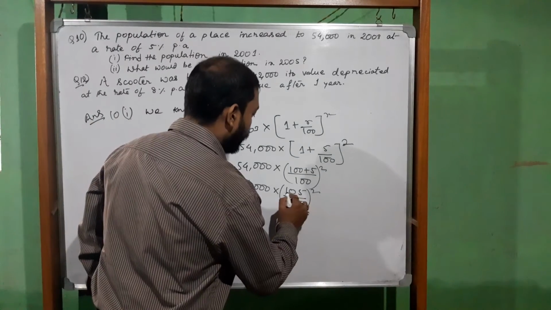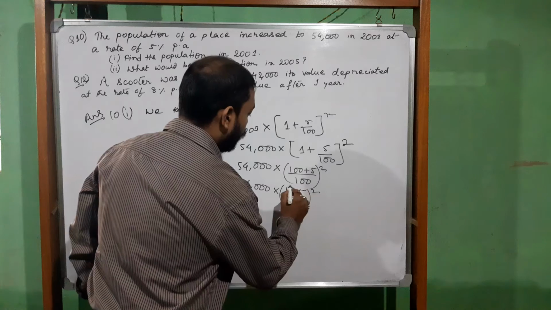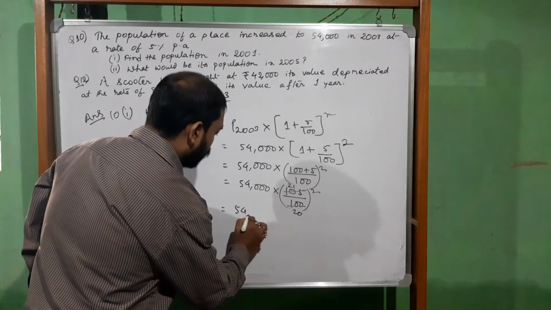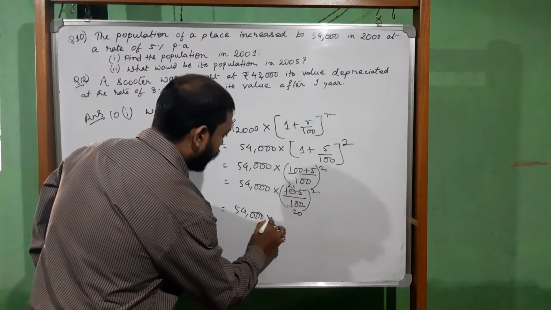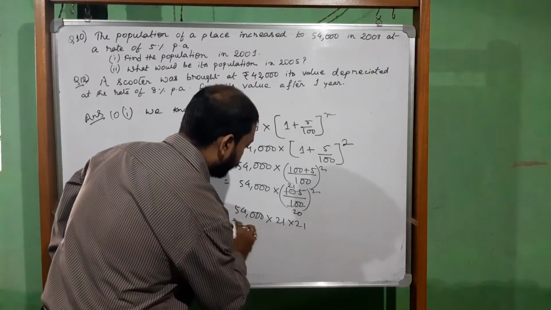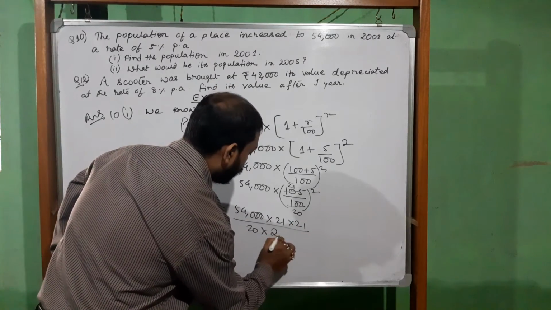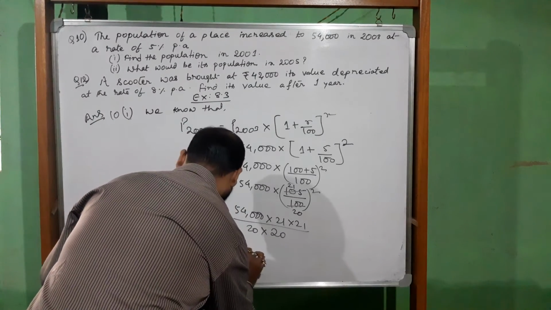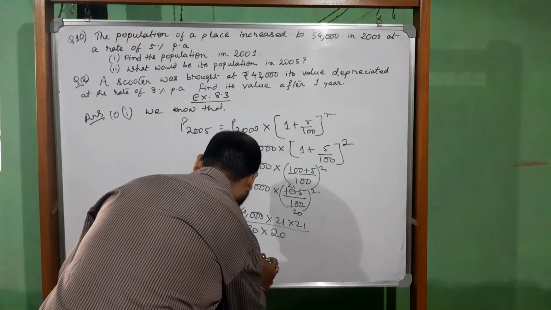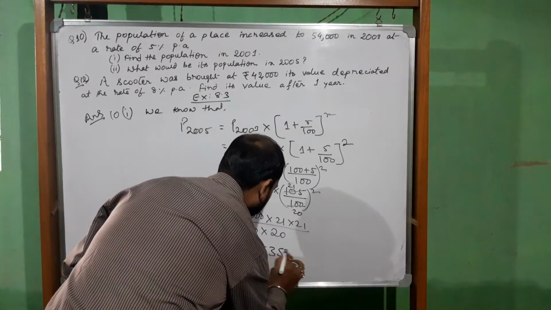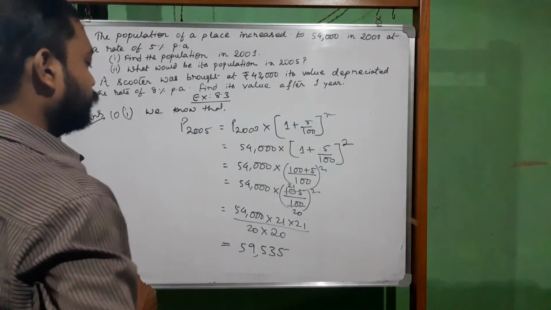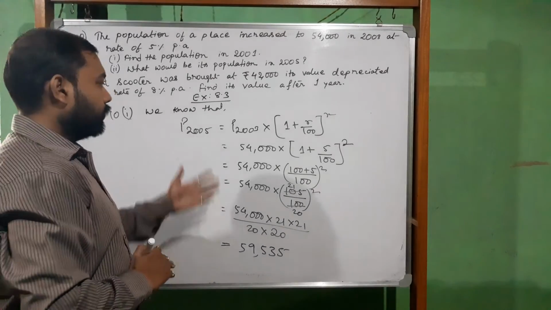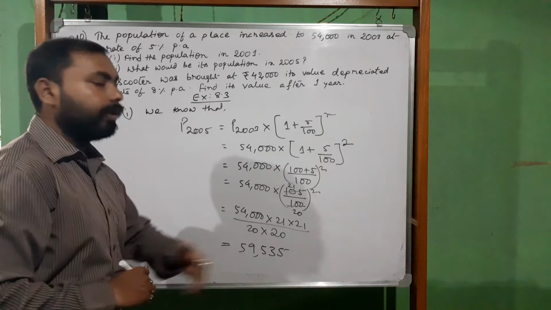So here again we can reduce it. Okay, so it will be 5 to the 10, 5 1 is 5, and it is 20. So it is 54,000 into 21 into 21 divided by 20 into 20. Okay, so our answer, after reducing, we will get 59,535. So this will be the final population, that is the population in the year 2005. So our population will be this.